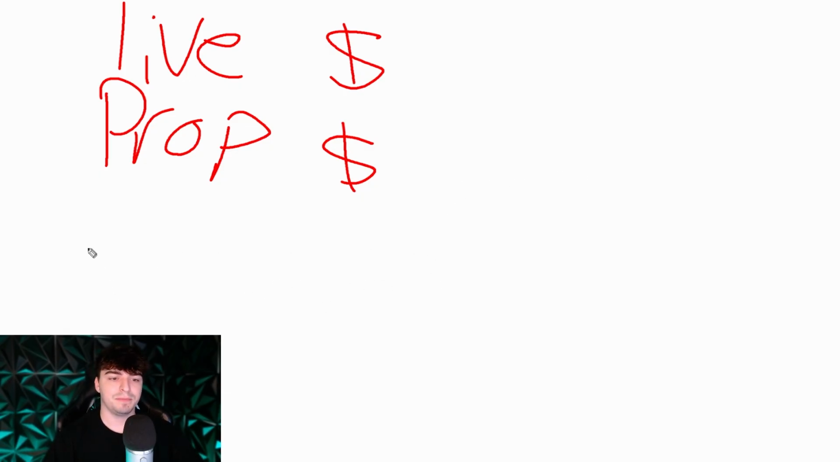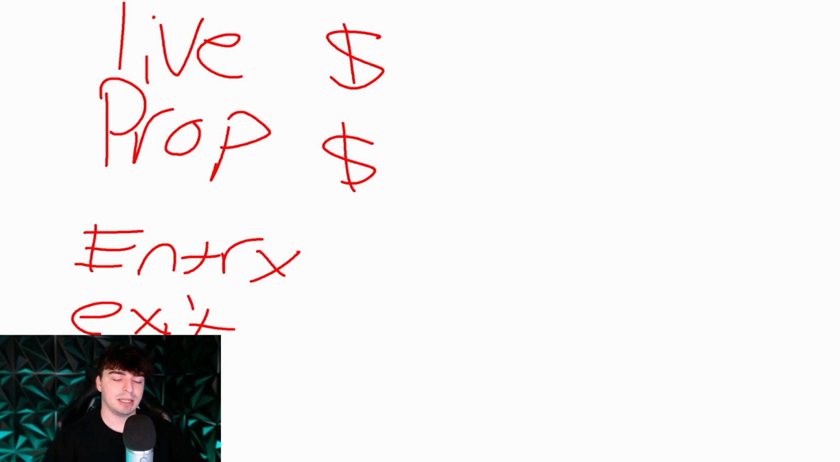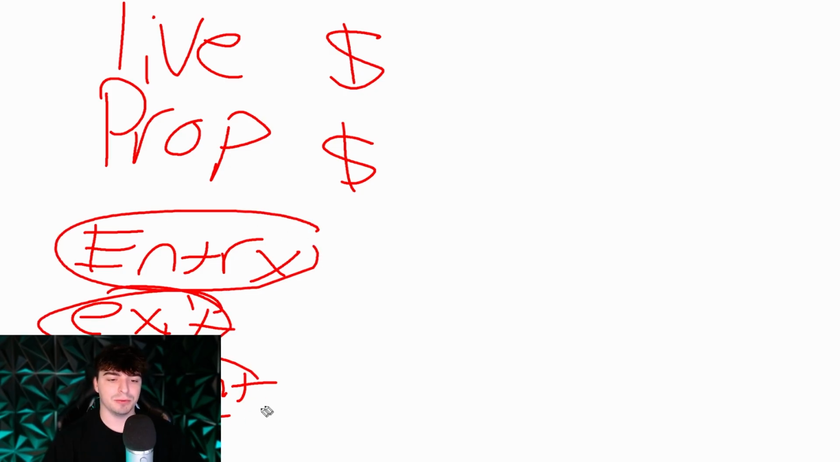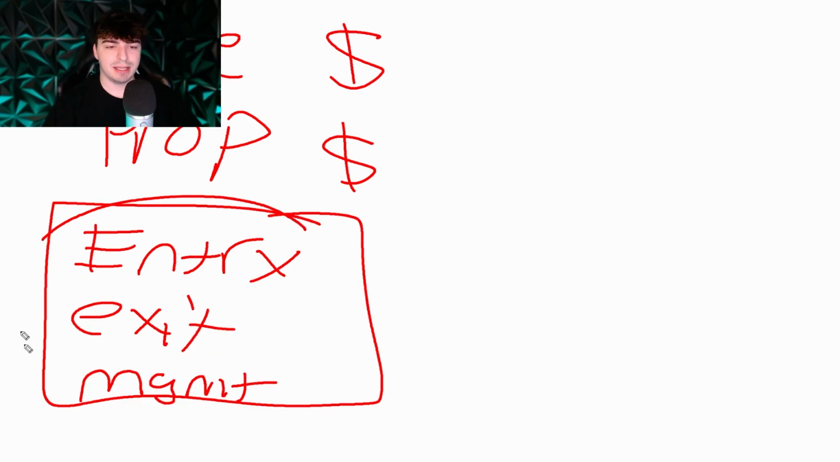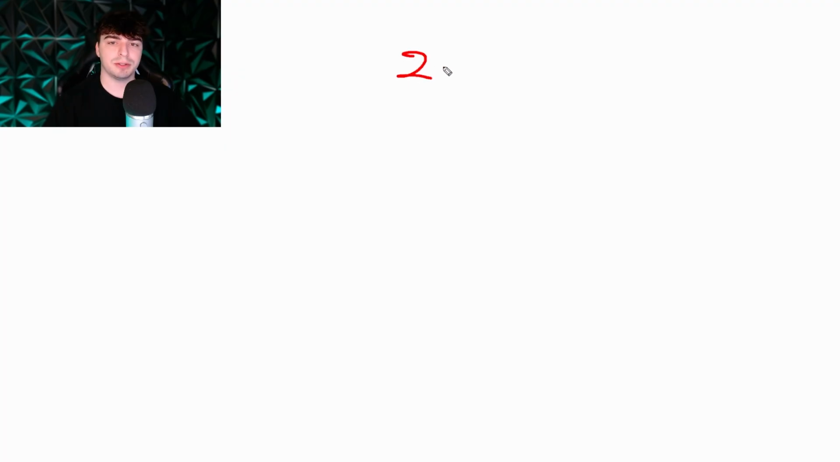You need to have entry, exit, and management rules. So you're going to define these three rules, and you're going to trade it for about 2 to 4 weeks, okay? And at the end of these 2 to 4 weeks, you're going to see, and this is more than likely, that you got stopped out and it's not a profitable strategy, okay?